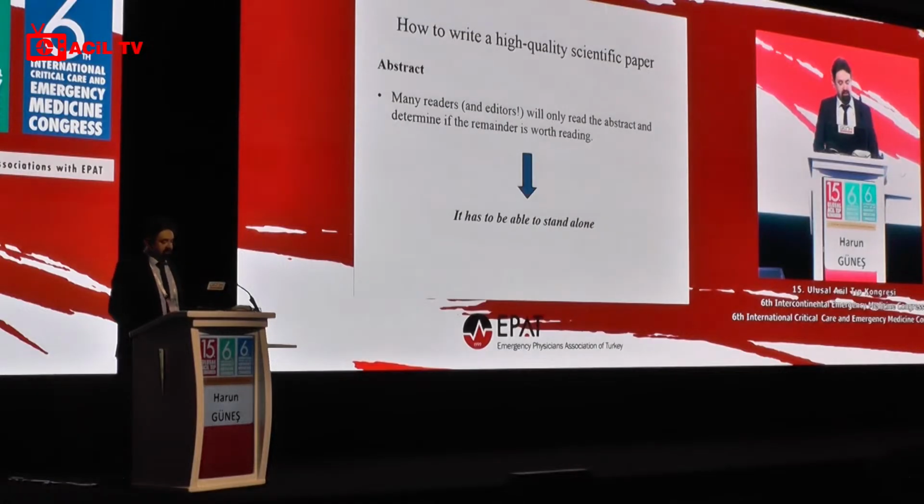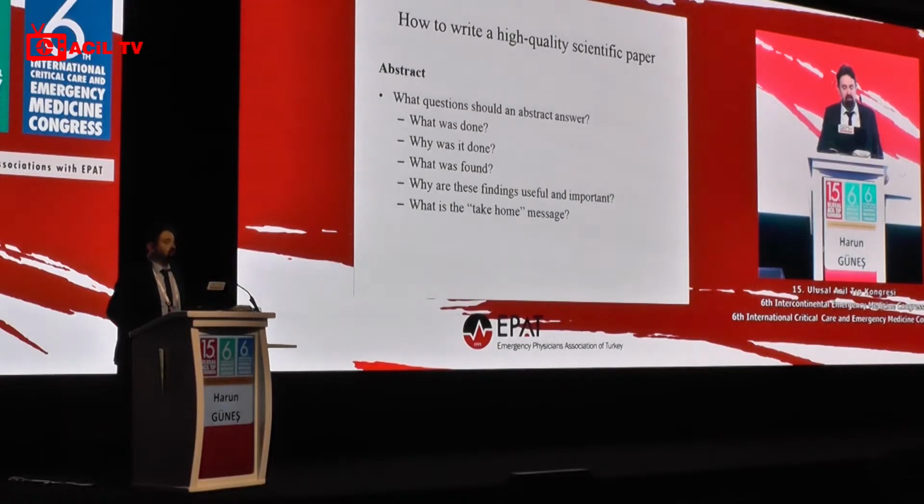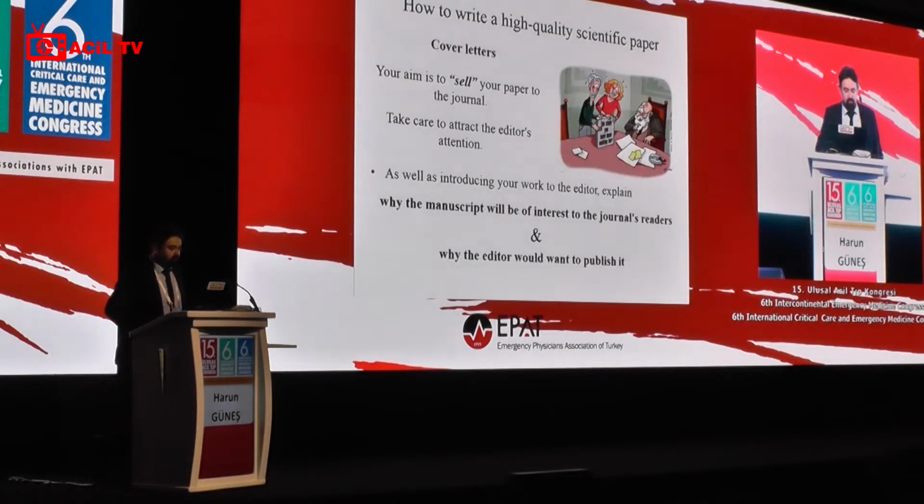And the abstract is the second important part of the manuscript. Many readers and also editors will only read the abstract and determine if the remainder is worth reading. So an abstract has to be able to stand alone. And an abstract can answer the following questions: what was done? Why was it done? What was found? Why are these findings useful and important? And what is the take-home message?